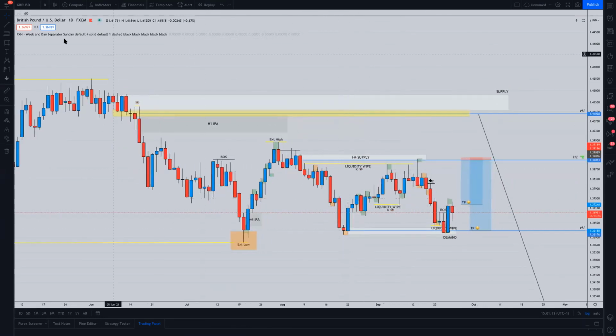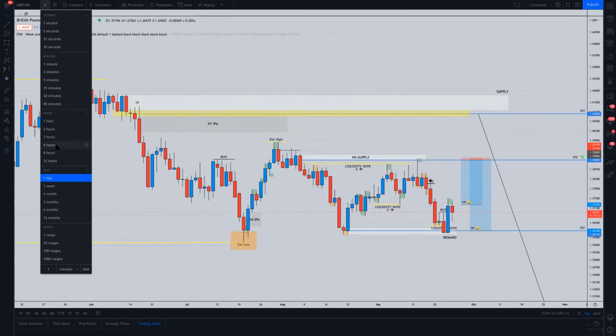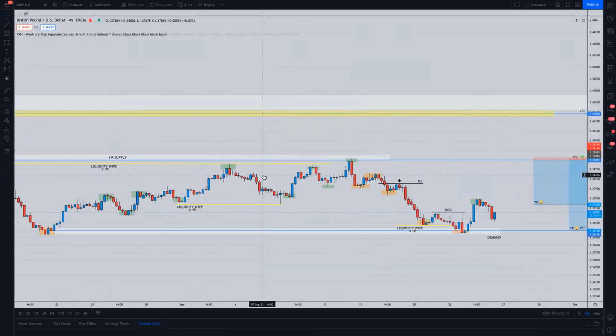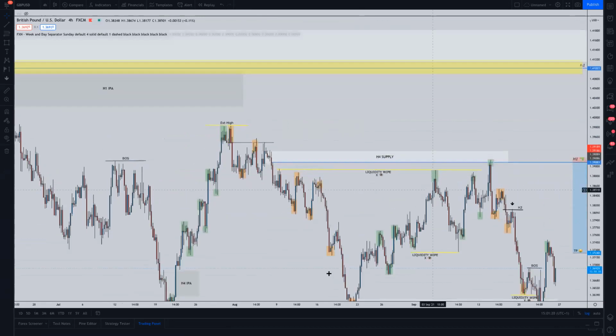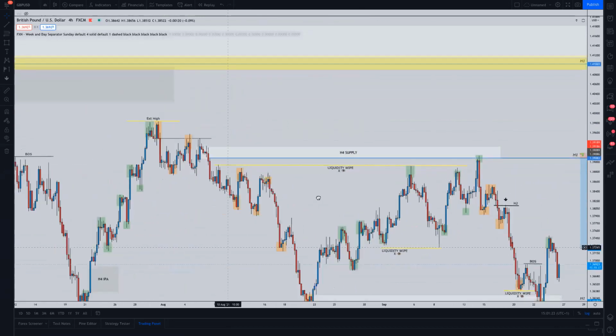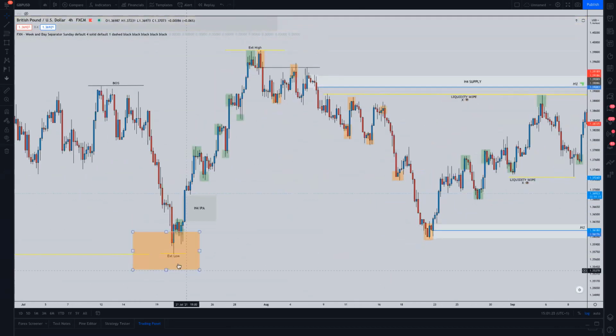So now, how do we actually execute that? We drop into the 4-hour. We start to see this market structure more entwined. So again, I'll take it back to where we're just looking at on a daily. Okay, we see this right here. Again, that's that external low I was talking about. Okay, on a bigger time frame, that's that external low I was talking about.